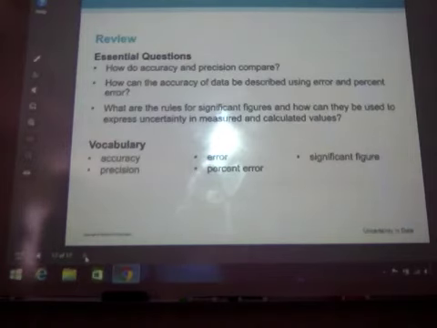And here's your review, your essential questions, the vocab. Percent error, if you were gone for that, I can do a couple examples of that. But that's where I'll stop for now.